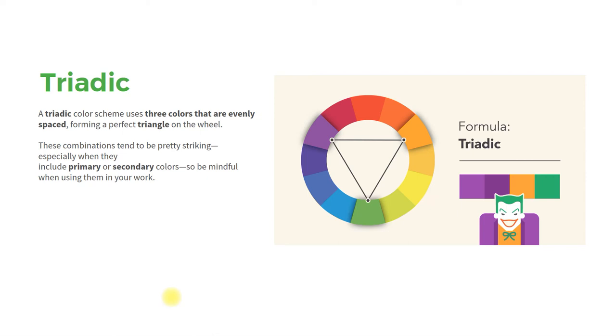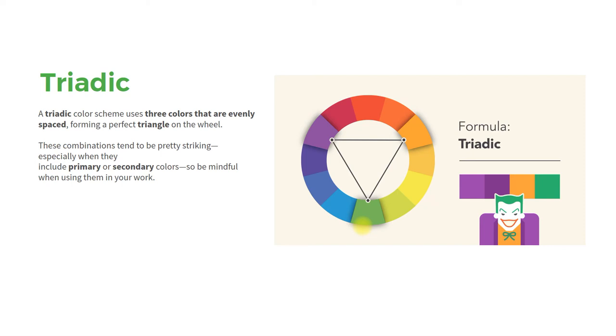The triadic formula uses three colors that are evenly spaced. It's just like having a perfect triangle on your color wheel. These combinations can tend to be pretty striking when they include primary or secondary colors, so be mindful when using them in your work. Always use them in percentages. Watch the intensity of the colors so that things don't go wrong. Do you understand? Use them in percentages. You can break it down into 50, 30, 20 to get that perfect balance.